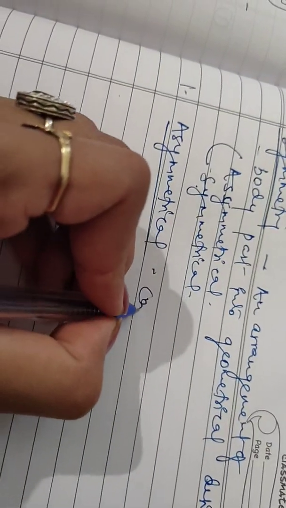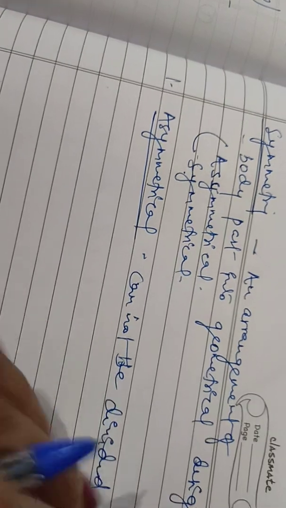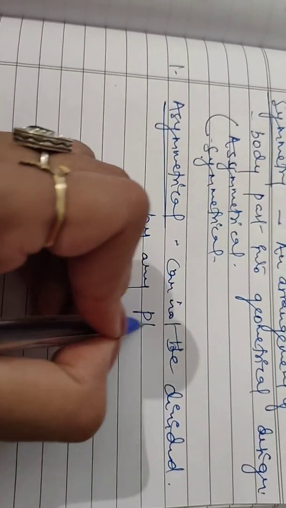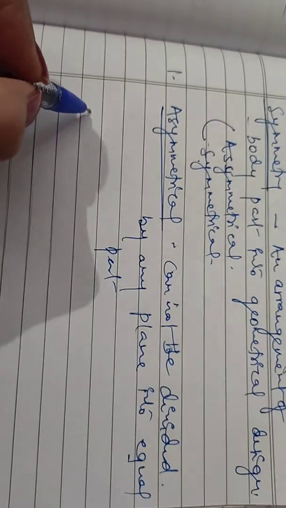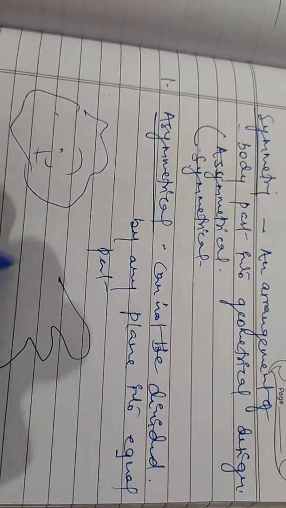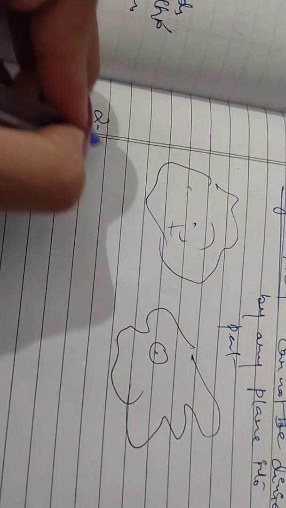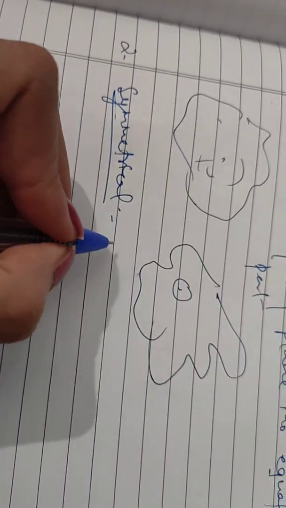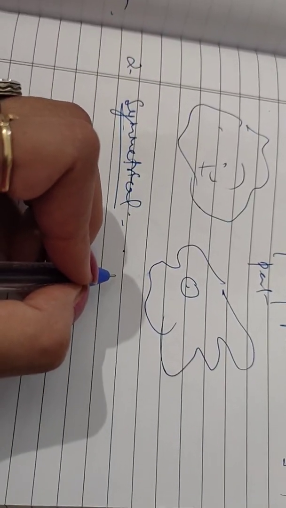The body cannot be divided by any plane into equal parts. Sponges are like this, or amoeba is like this, so we cannot divide them into equal parts. Next is symmetrical, and symmetrical also has many types. An animal is called symmetrical when a plane passing through its center divides it into similar halves.